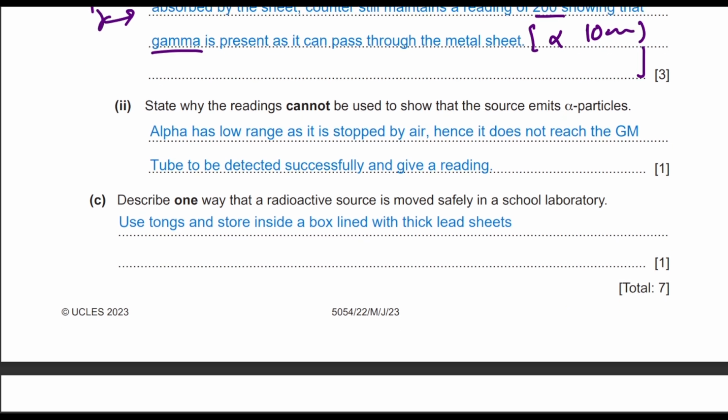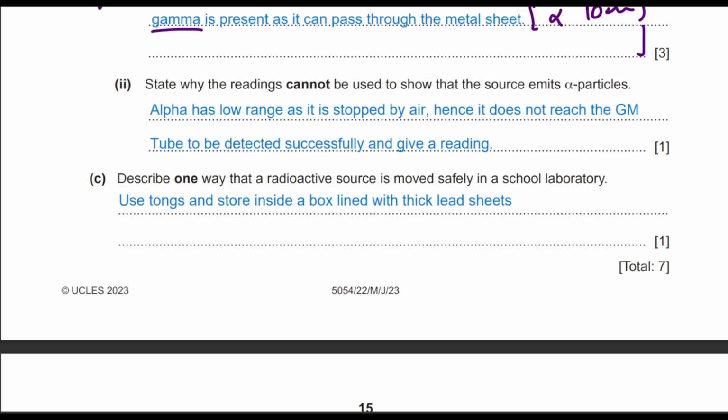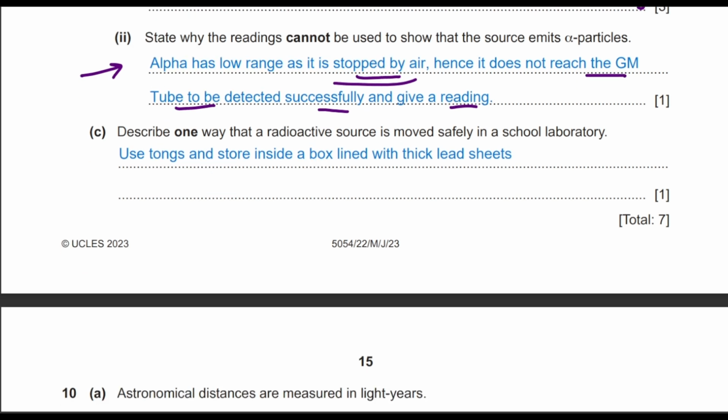State why the readings cannot be used to show the source emits alpha particles. So alpha has a low range and it is stopped by air, hence it does not reach the GM tube to be detected successfully, giving a reading. Why? Because the range of the alpha particle is too low. Why? Because it is stopped by air, right? And again, exploring why, we understand that the particle size is too big, right? Its chance of collision with the air particles is higher.